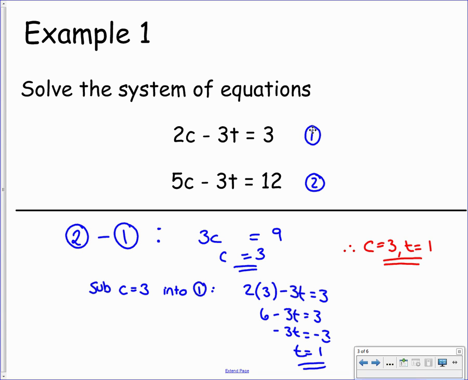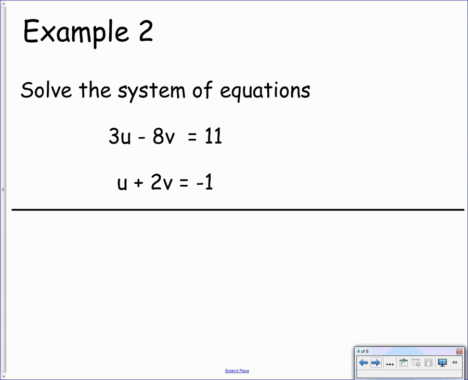Copy this example into your notes jotter. Okay, here's example number 2. Again, a separate system for us to solve. We have 3u take away 8v equals 11, and u plus 2v equals negative 1.